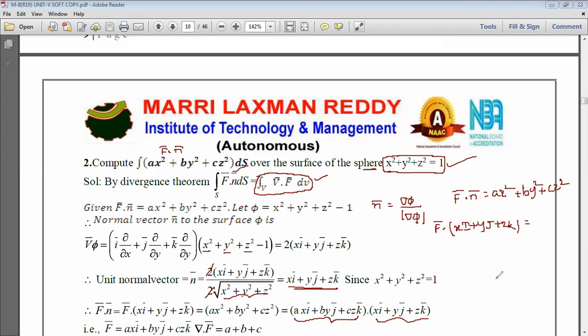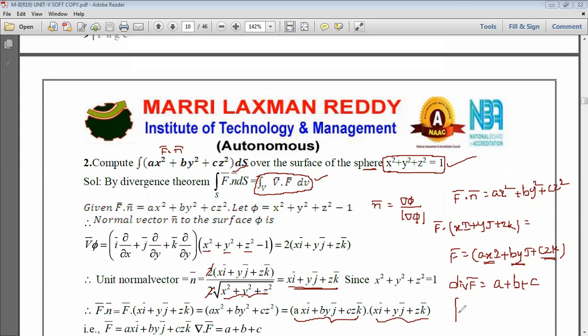So it means simply we can write f bar is nothing but axi plus byj plus czk. This is f bar. Now here it is having f bar dot, divergence f bar. So divergence f bar is equal to, simply if you apply the derivative for this dot product, the coefficient of i is ax. Dou by dou x of ax is nothing but a, this is nothing but b, and this is nothing but c: dou by dou x of ax, dou by dou y of by, and dou by dou z of cz. So this is by the divergence theorem.